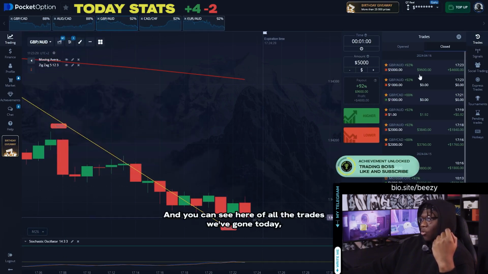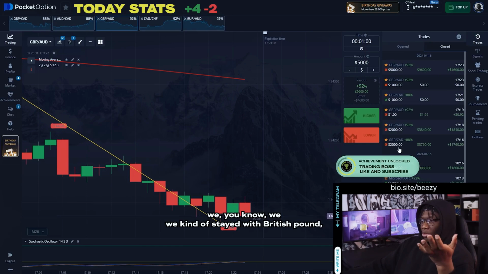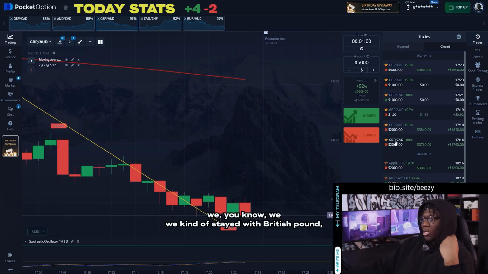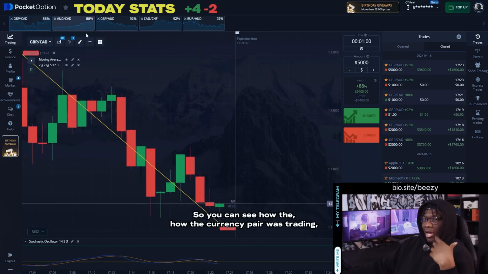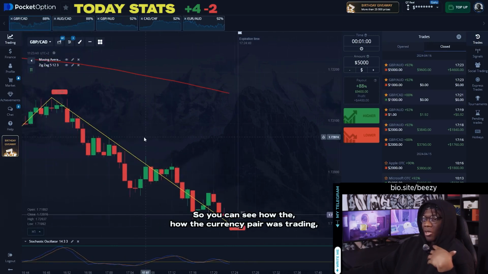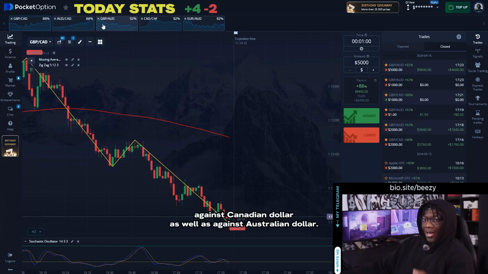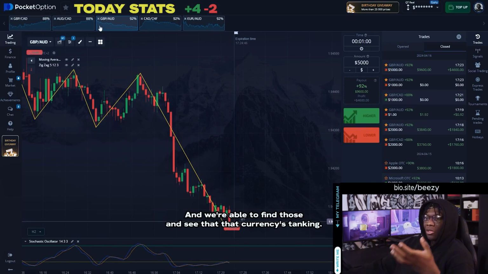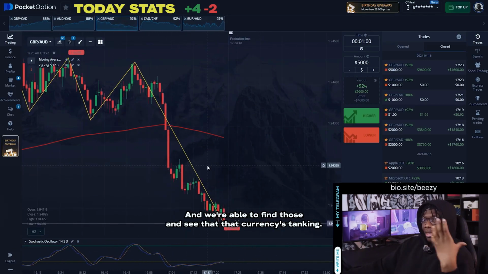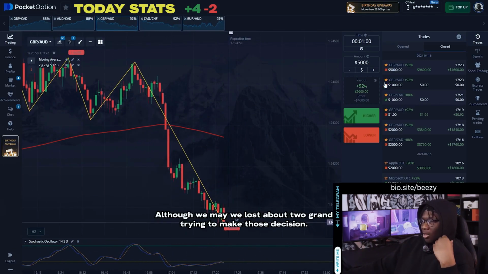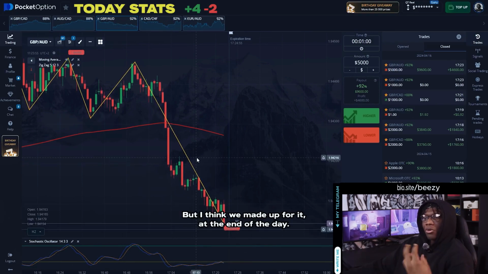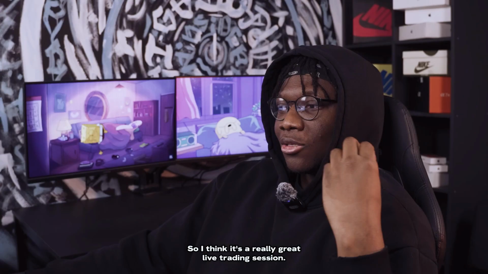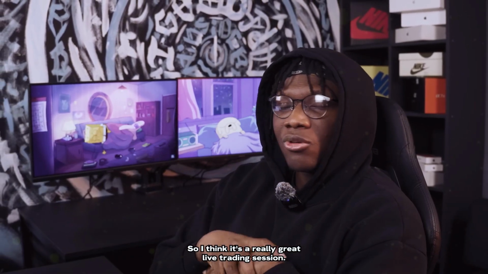And you can see here all the trades that we've done today. We kind of stayed with British pounds, and we followed the trend downwards on different pairs. So you can see how the currency pair was trading against Canadian dollar as well as against Australian dollar, and we're able to find those and see that the currency is tanking. We're able to make some profits over that. Although we lost about $2,000 trying to make those decisions, I think we made up for it at the end of the day. So I think it's a really great live trading session.